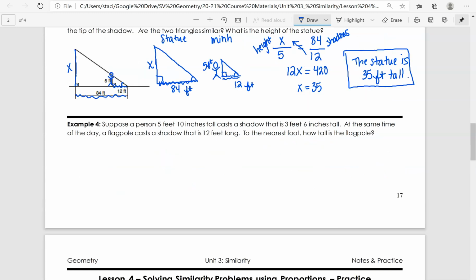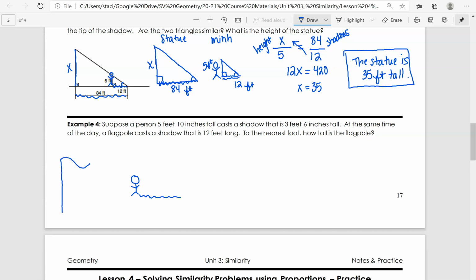All right, so this last example says, suppose a person is 5 feet 10 inches tall and they cast a shadow that is 3 feet 6 inches long. So here is my person, and they're casting a shadow. And it says at the same time, a flagpole casts a shadow. So let me draw a flagpole.